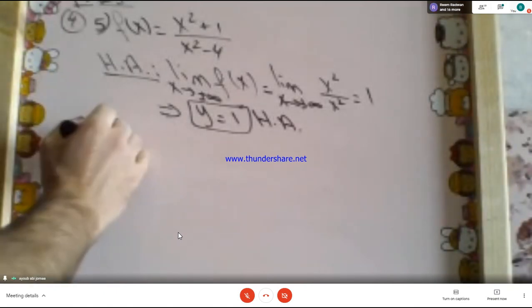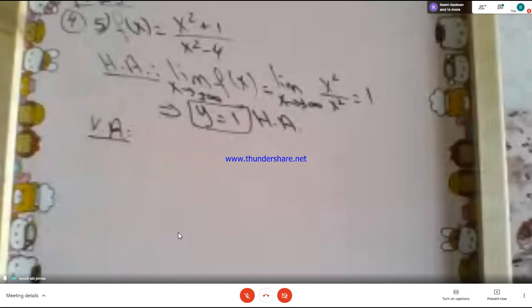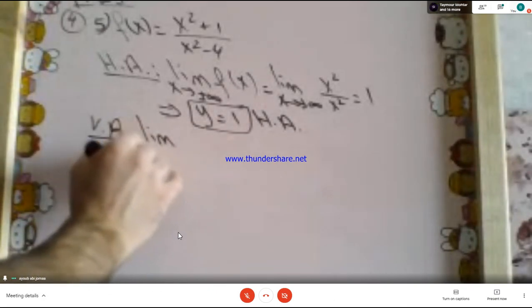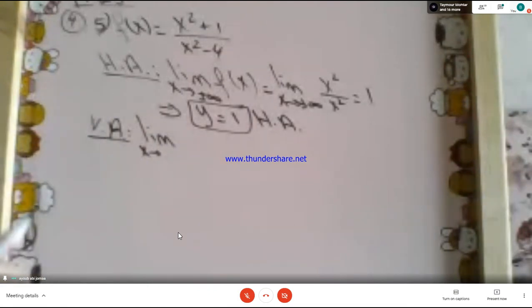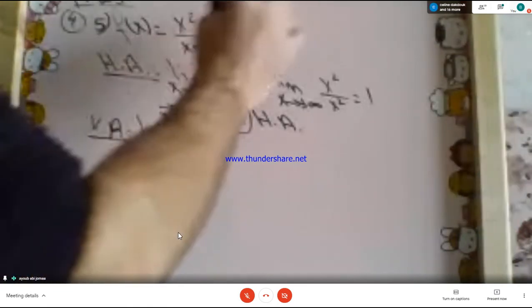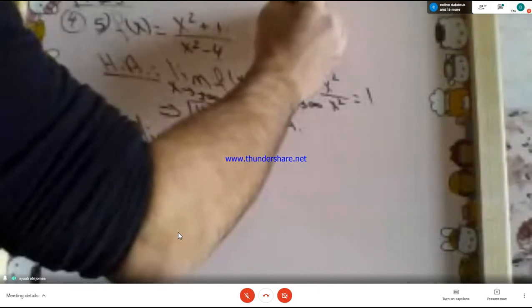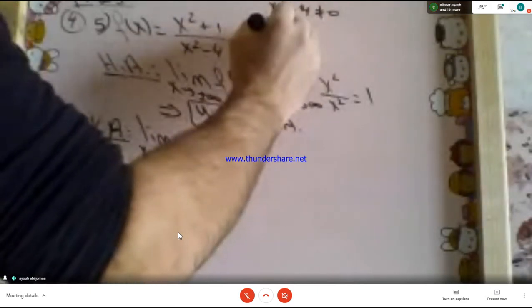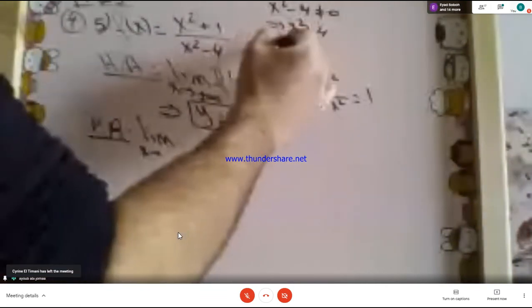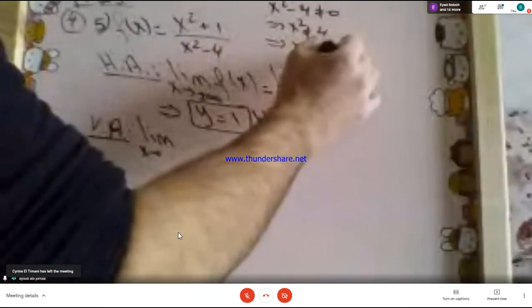Now for the vertical asymptote, we have to find the limit as x approaches a certain number. What's this number? You put x squared minus 4 different than 0, and then x squared is different than 4, and then x is different than positive or negative 2.